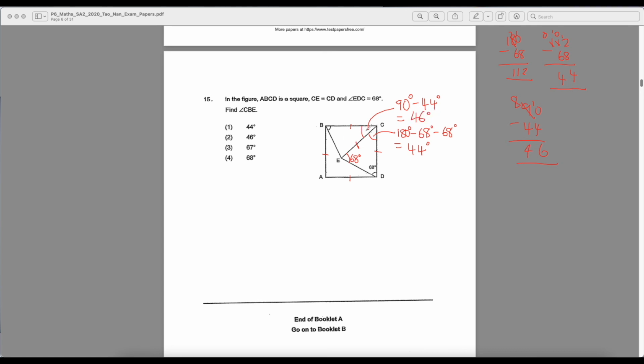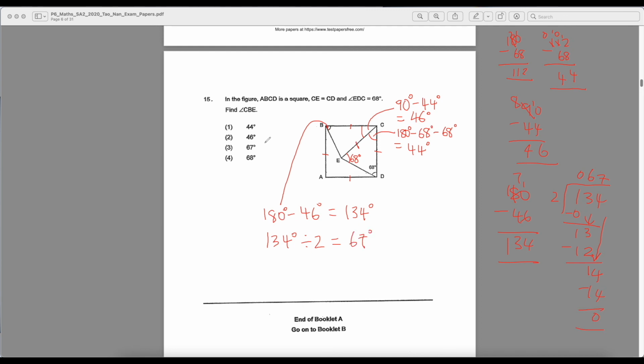Okay, so now that it's 46 degrees, can we find out what is CBE? We can just take the total angle in the triangle minus away 46 degrees first. So we minus away the angle at the top. So let's do our working. You're going to get 134 degrees. And then we have to divide by 2 because 134 degrees is shared by the two base angles. Okay? You're going to get 67 degrees. Alright? And that's just your answer.